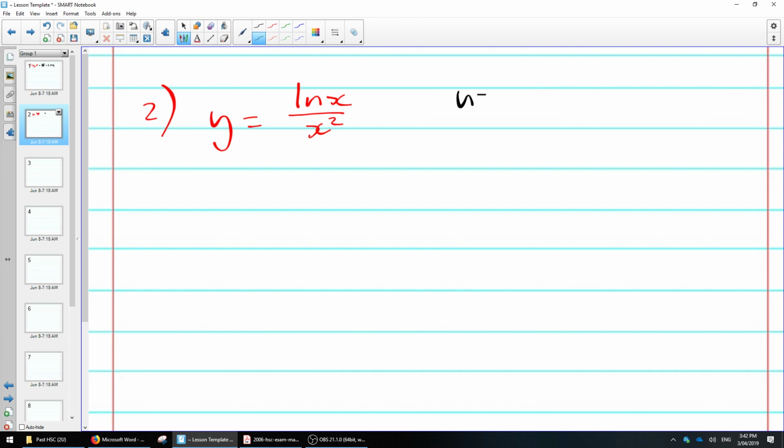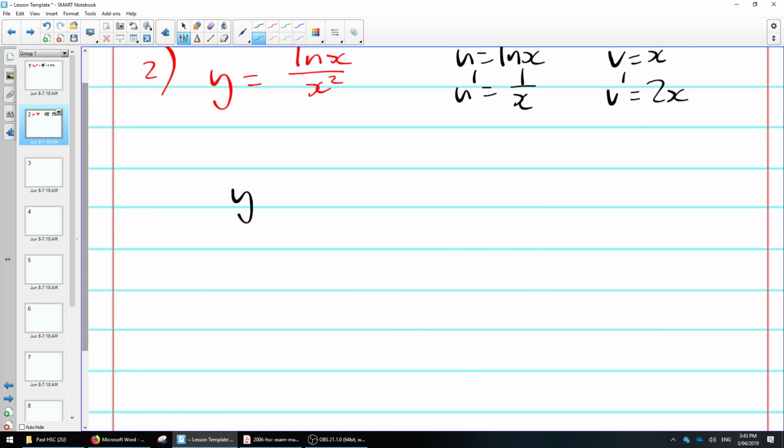So we say that u equals ln x, so u dash equals 1 over x, and v equals x squared, so v dash equals 2x. That's 1 mark to start us off. The question is 2 marks, so 1 mark is setting up the quotient rule and doing the differentiation, so u dash and v dash. The other mark is going to be putting it into the quotient rule.